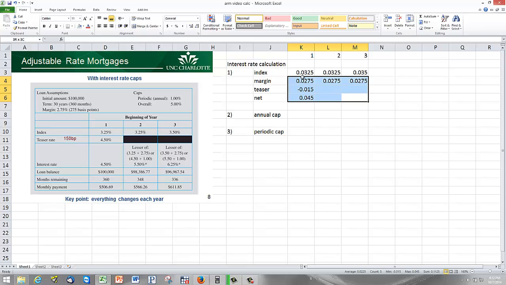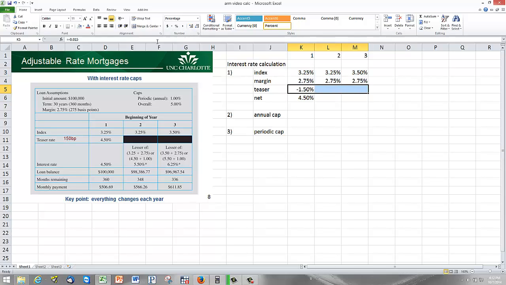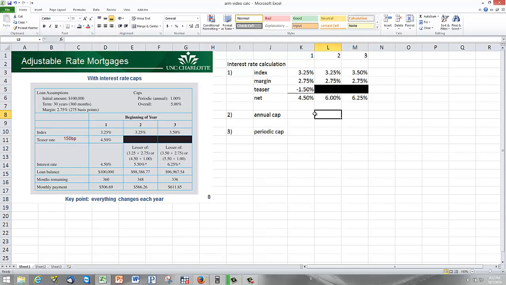I guess I'll just go ahead and make these into percentages so that it matches. All right, let me draw a line right there. This is usually only for the first year. It could be for the first 3 months, first quarter, first 6 months. It may not be there at all. But if you do have it, that's how you would calculate index plus margin minus teaser for the first year. And then for the other years, it's just index plus margin. The teaser goes away. So you can kind of block that out.